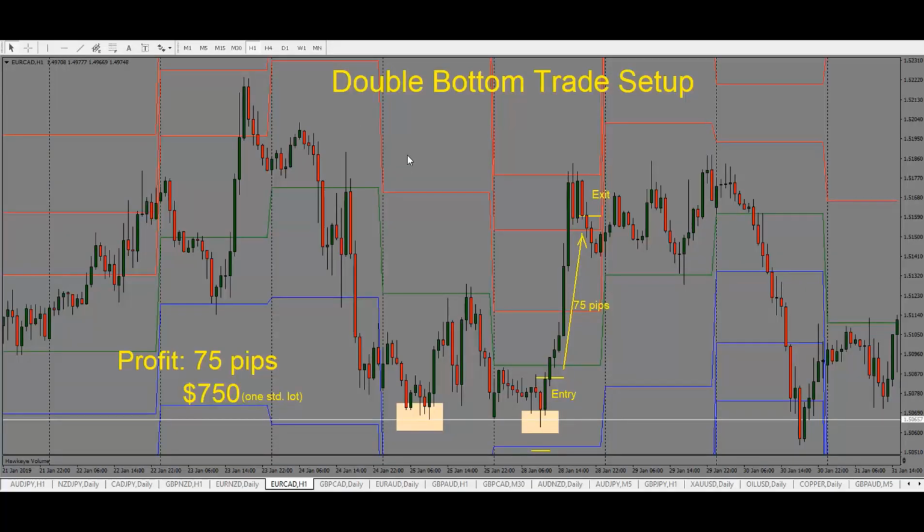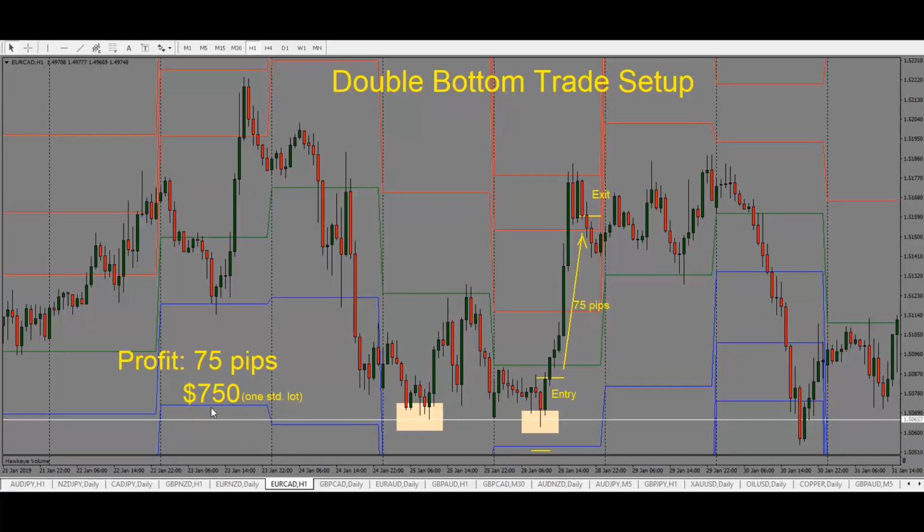Once we see a double bottom trade setup, we will then take a long trade because now we expect the price to go up. So let's go on to the charts and we'll take a look at what a double bottom trade setup looks like and how to trade this setup profitably. Here we are looking at a double bottom trade setup. This is the EURCAD 1 hour chart.